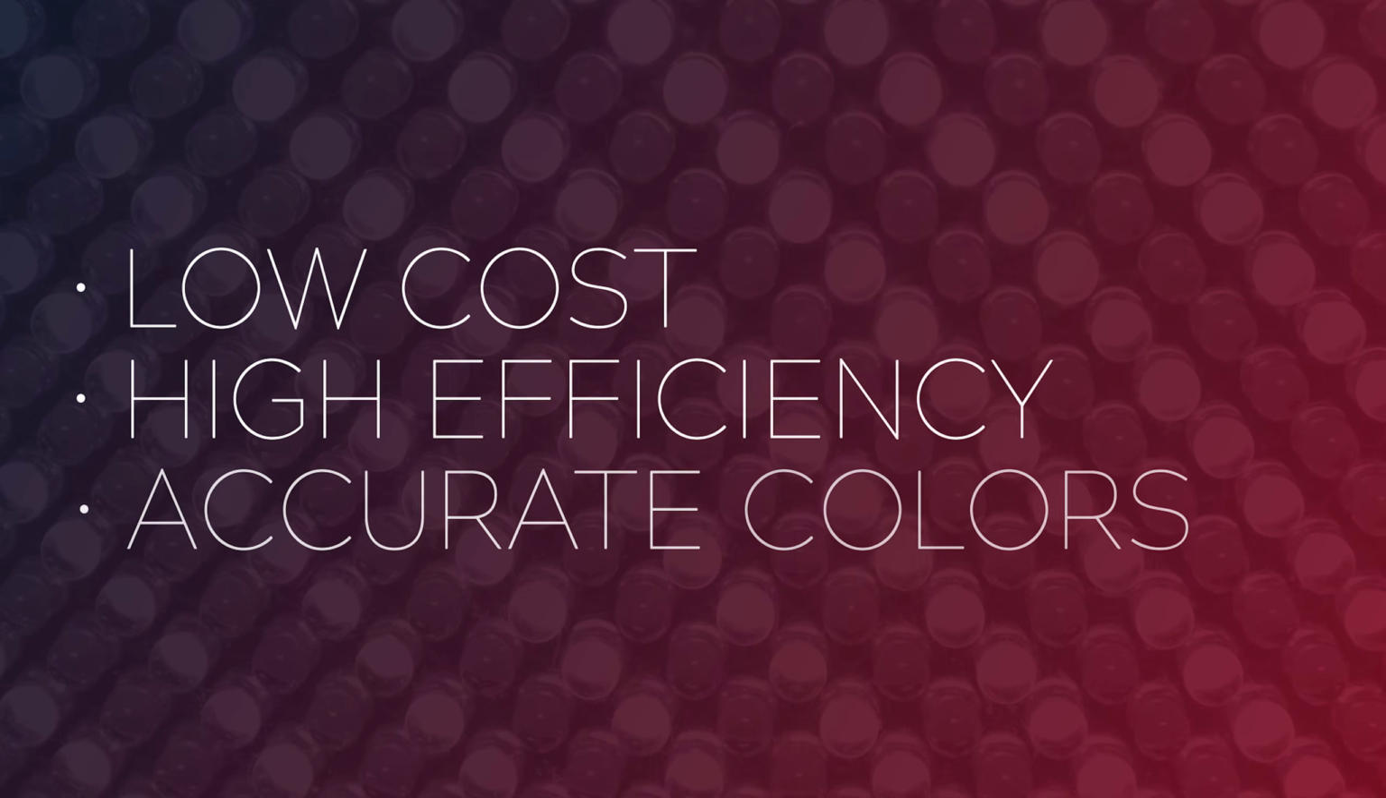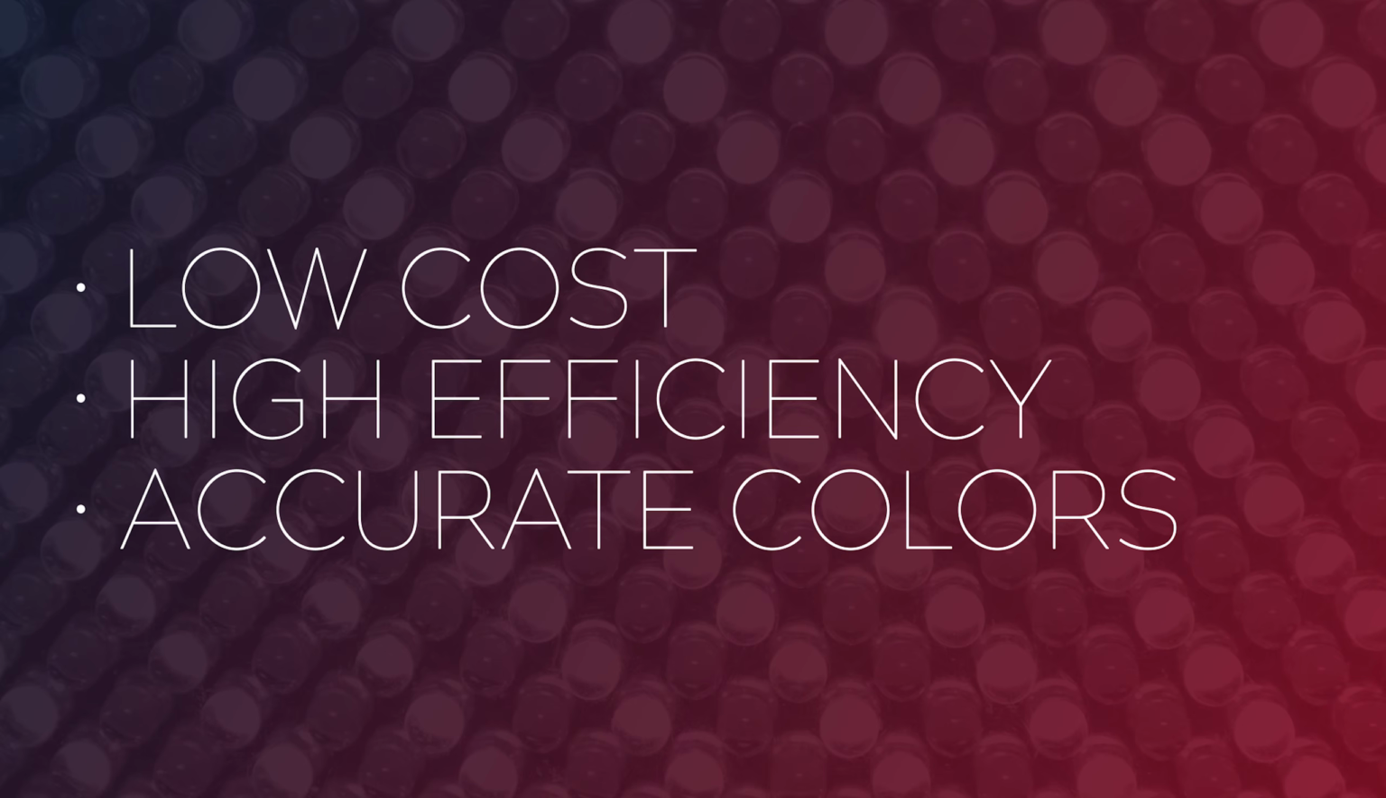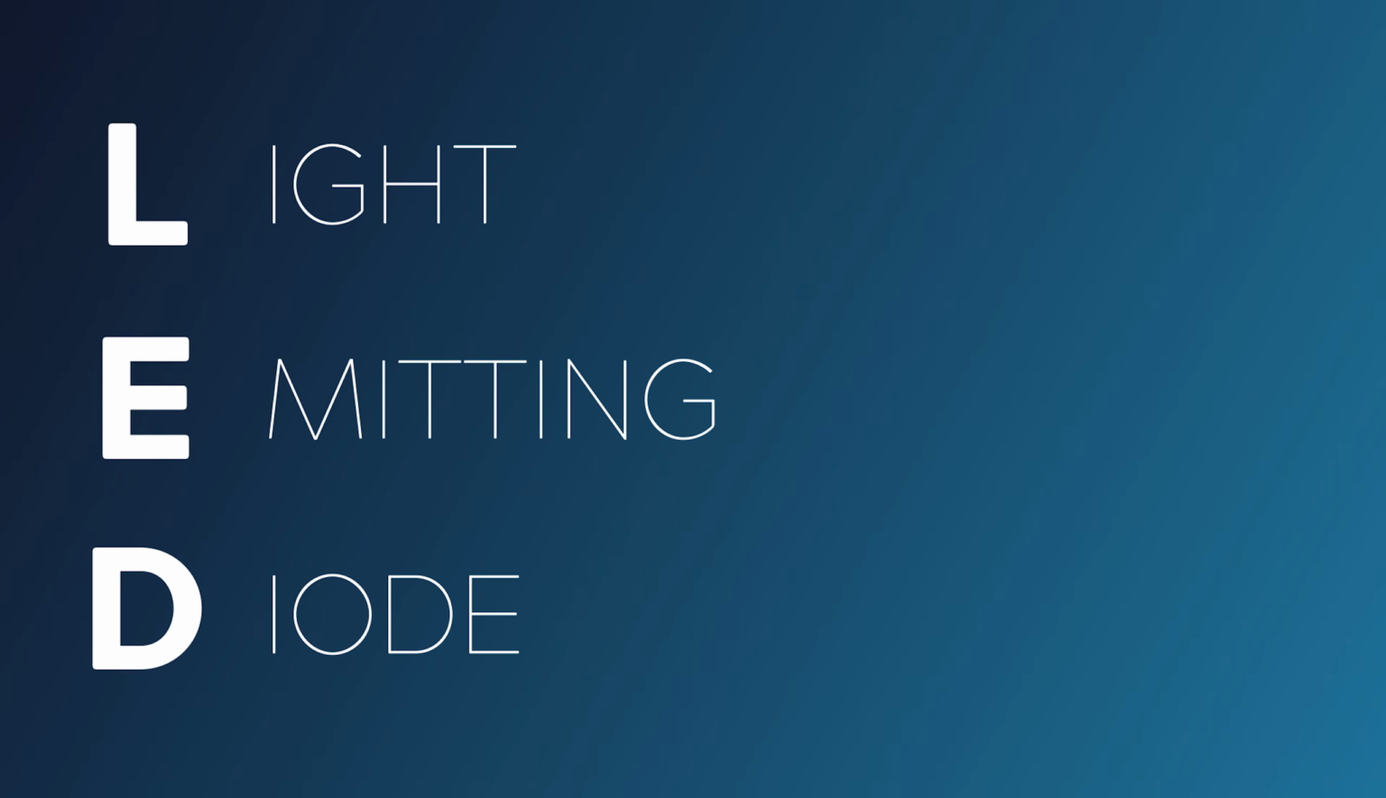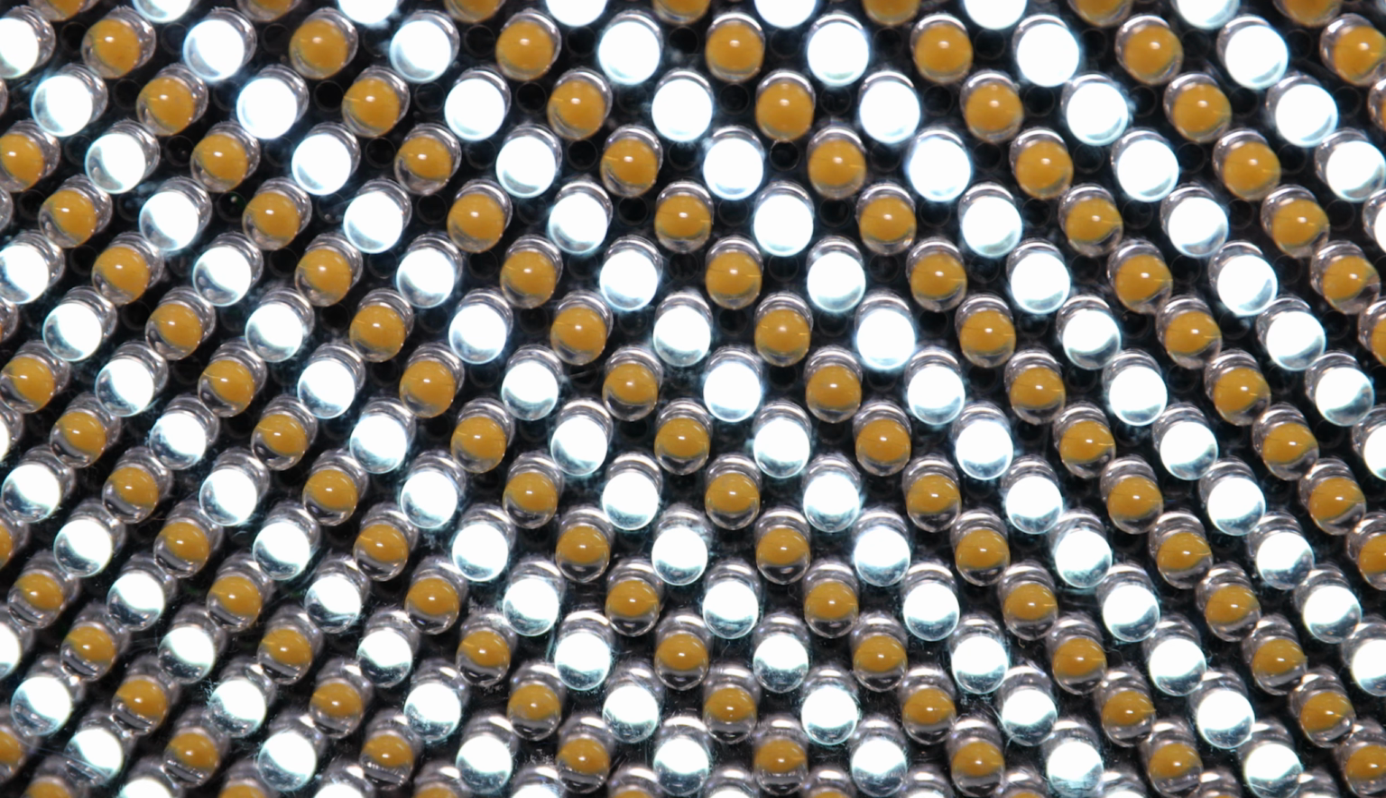Last on our list is LED lighting, which is quickly becoming the new standard for film and television because of the low cost, incredibly high efficiency, and accurate colors. LED stands for light emitting diode, and you can find LEDs in a variety of different styles, including surface mounted diode, chip on board, and multi-chip on board.